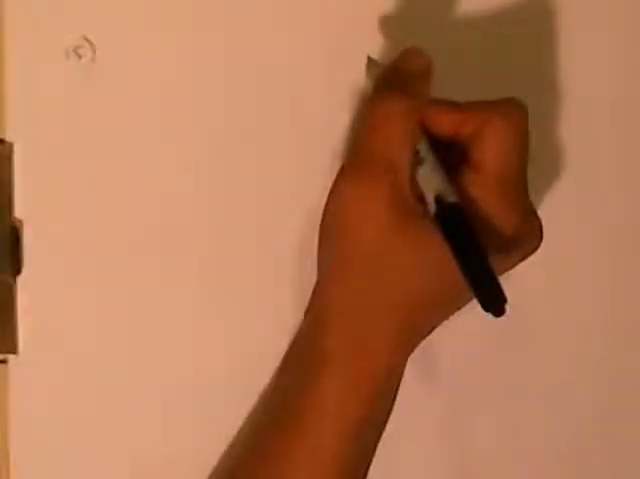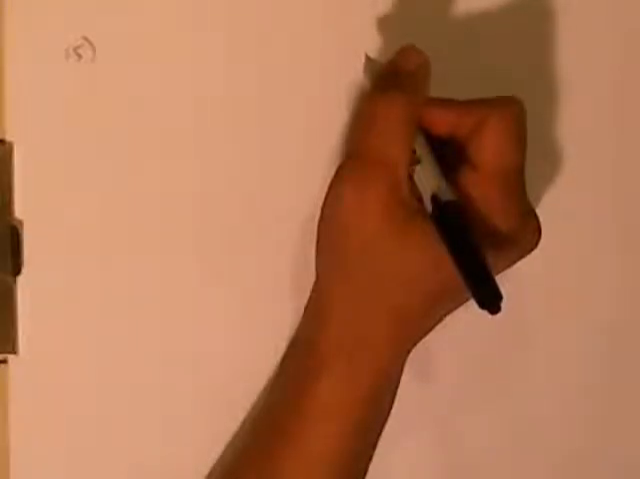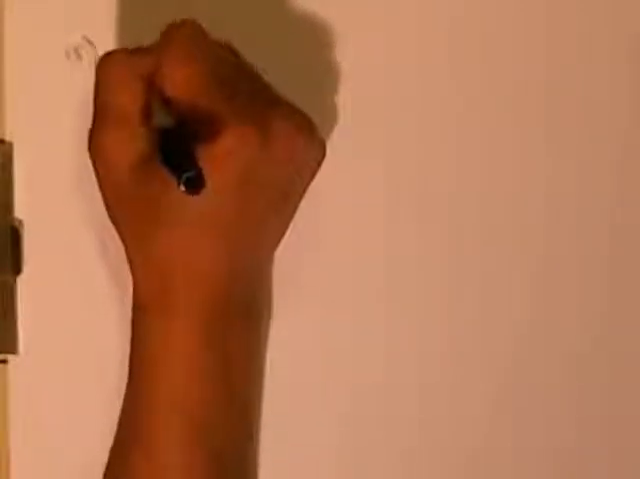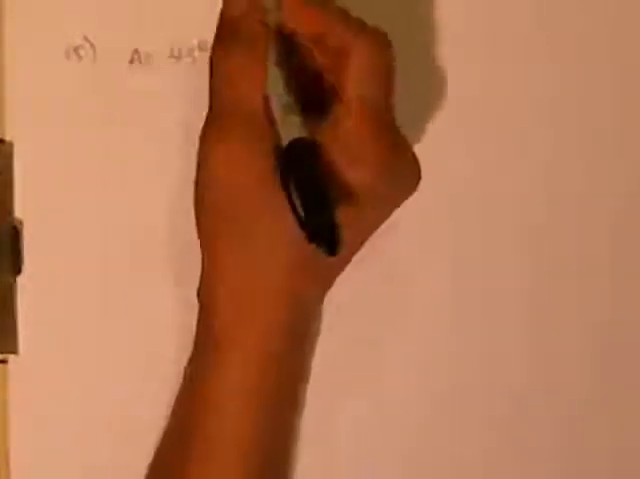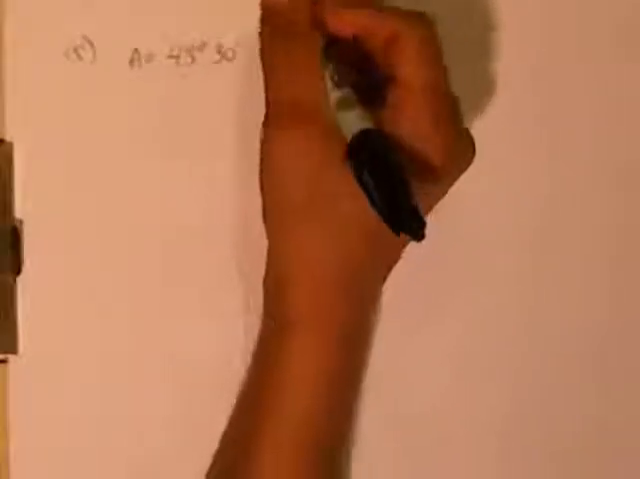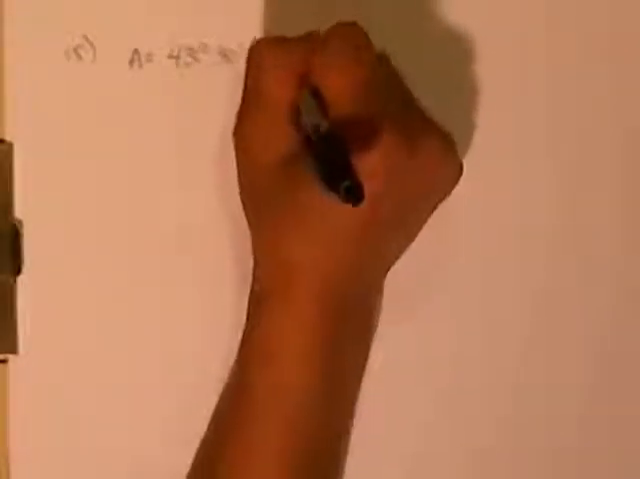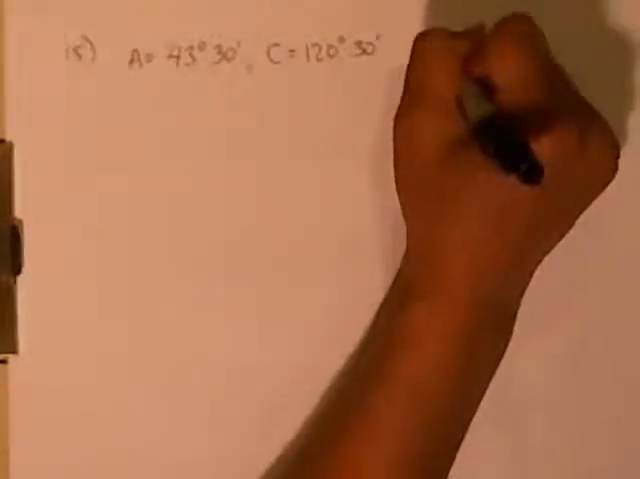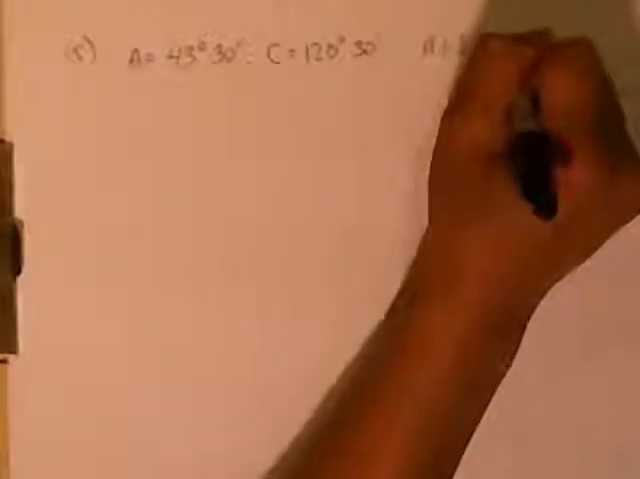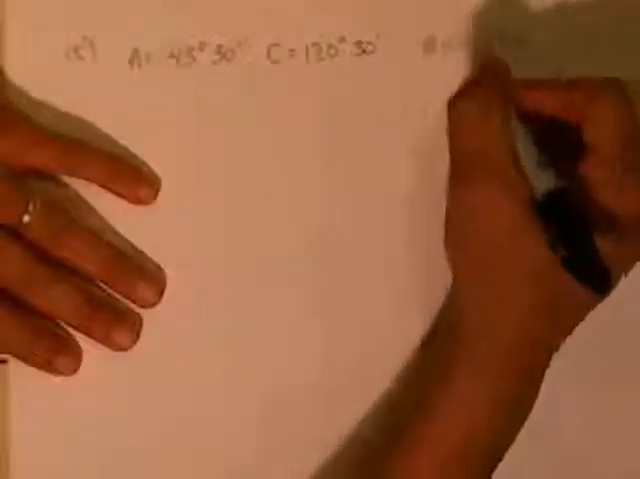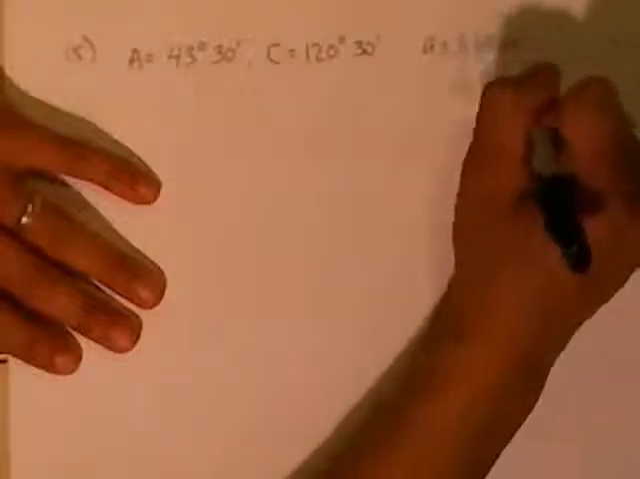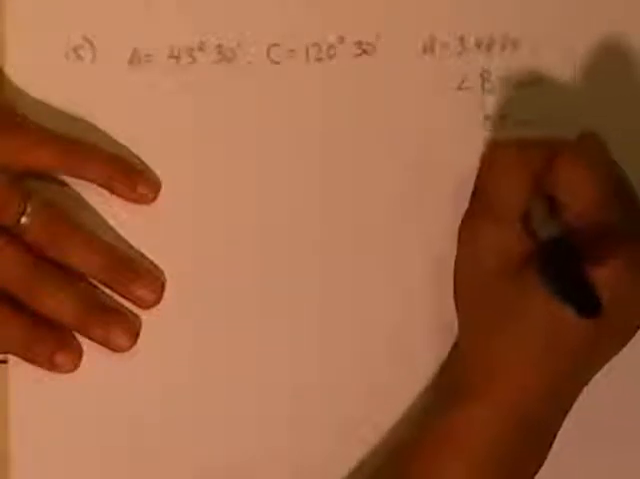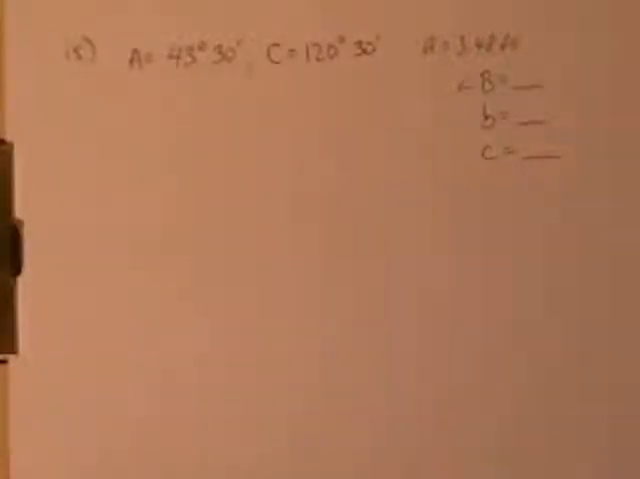from the same book. It says, find all the missing parts. So this gets a little bit hairy. 15. A is equal to 43 degrees, 30 minutes. C is equal to 120 degrees, 30 minutes. And little a is equal to 3.48 feet. So we're missing angle B. We have little a, we're looking for little b, and we're looking for little c. We're going to find all the missing parts.